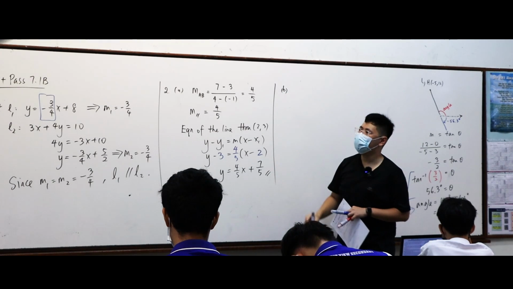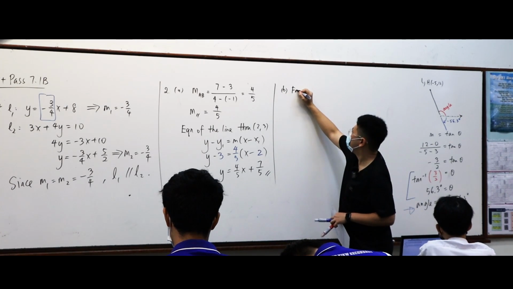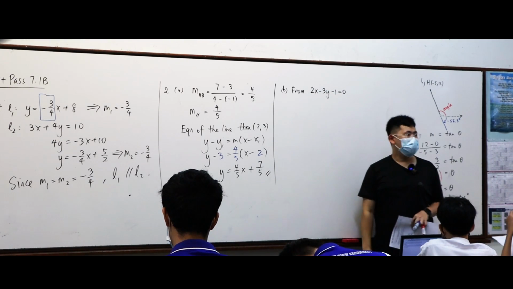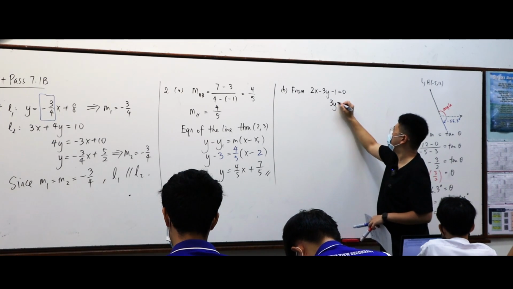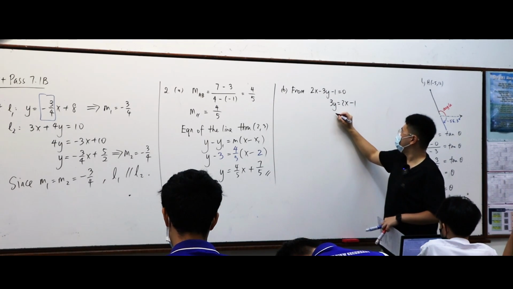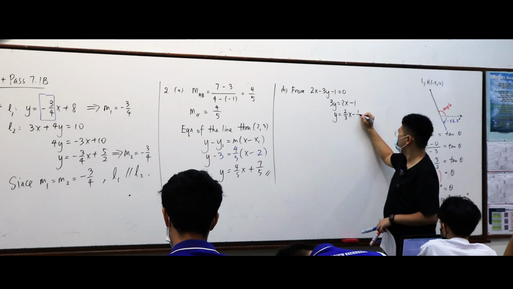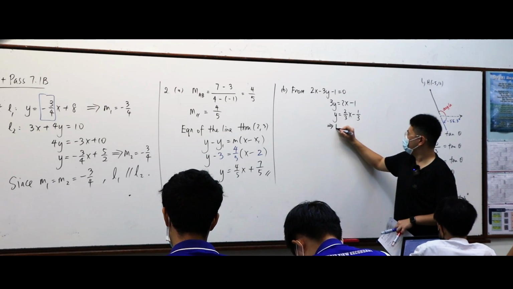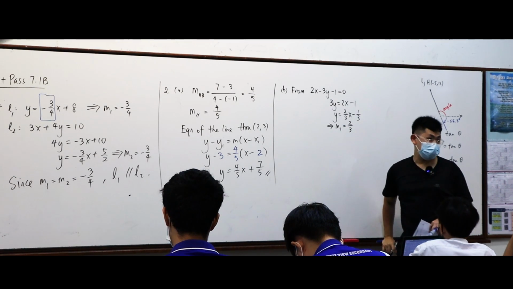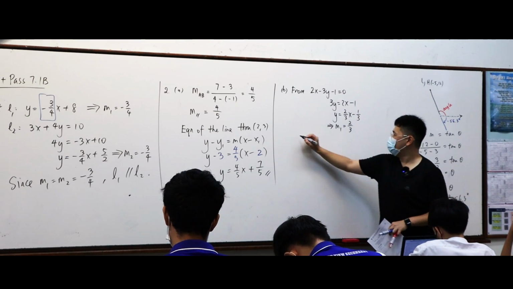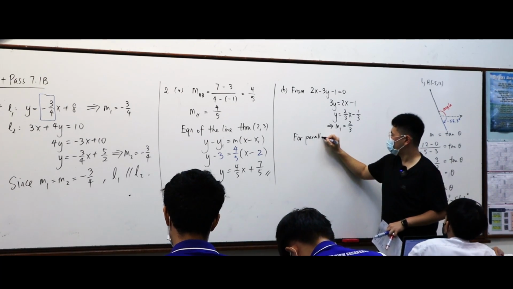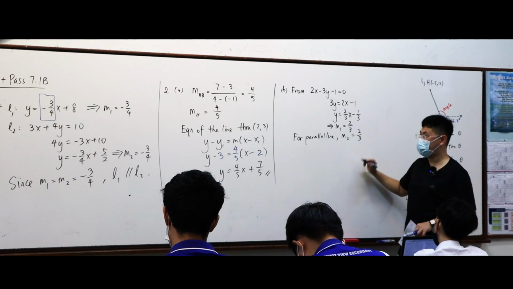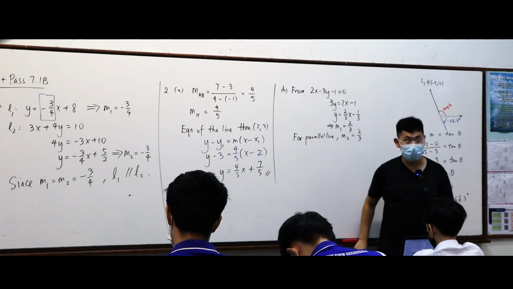So for part B over here, they give the equation of the line, right? From the first line, we have this equation. When you rearrange the equation, you're going to get something like this. Divide by 3 so that you can see this. Based on this, gradient 1 is going to be 2/3. And for the parallel line, M2 is also 2/3. You can write this or you can write something like this also.